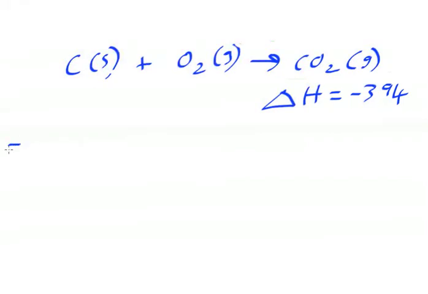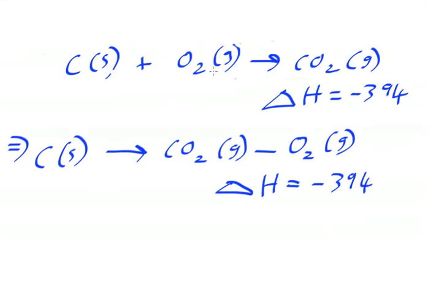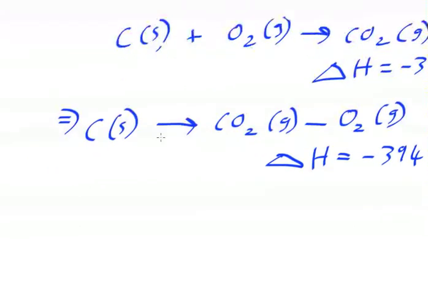Okay. What we can do is we can move this O2 onto this other side, and we do that by subtracting oxygen from both sides. So I can write this just like a maths equation as CS goes to CO2 as a gas minus the O2 as a gas, and my delta H doesn't change. I've not multiplied by anything, I've not multiplied by minus 1, I've not divided by anything, my delta H is the same. I've just manipulated the equation. So I'm closer now.